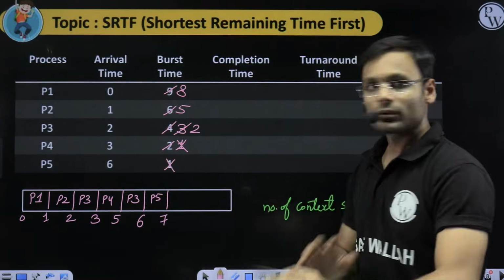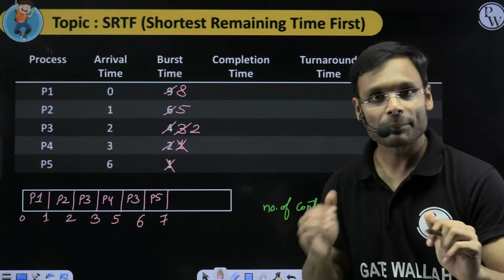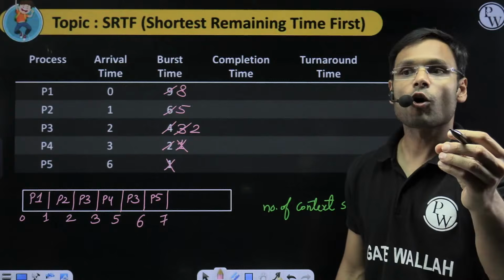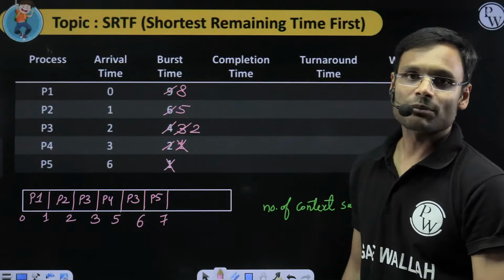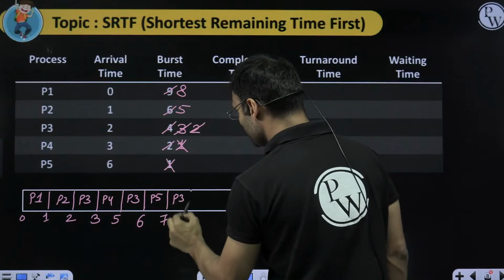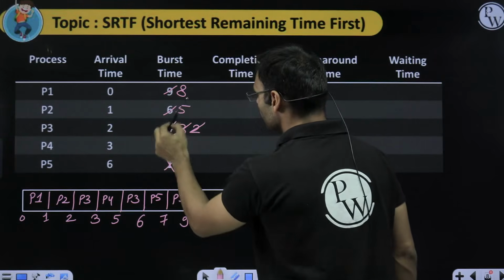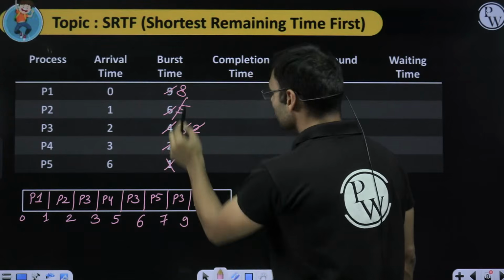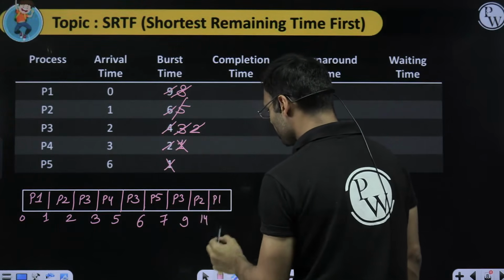Now, no more arrivals are going to happen. Let's execute the processes one by one in order of smaller burst time. So first P3 will run completely till 9. Then P2 will run, 9 plus 5, 14. Then at the end P1 will run, 14 plus 8, 22.